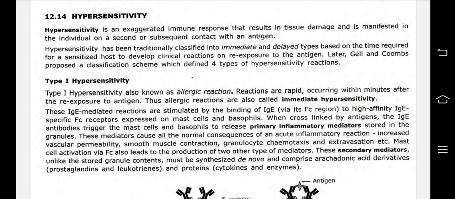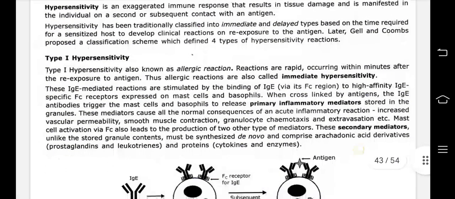stimulated by the binding of IgE, via its Fc region, to high affinity IgE-specific Fc receptors expressed on mast cells and basophils. When cross-linked by antigens, the IgE antibodies trigger the mast cells and basophils to release primary inflammatory mediators stored in the granules. These mediators cause all the normal sequences of an acute inflammatory reaction: increased vascular permeability, smooth muscle contraction, granulocyte chemotaxis, and extravasation, etc.